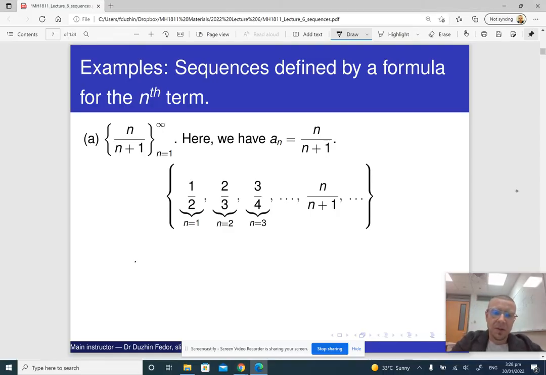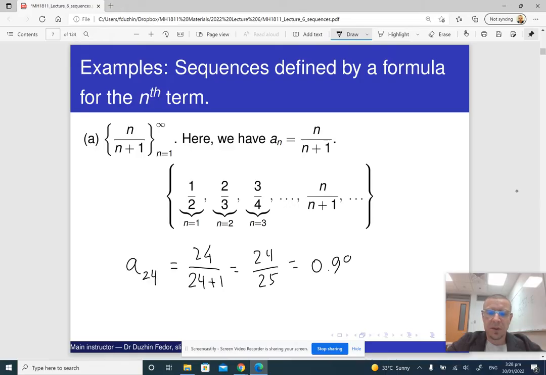Like, for example, let's say A24. So the 24th term of the sequence is obtained if we replace n with 24 in the formula. So it's going to be 24 divided by 24 plus 1, which is 24 over 25, which is, I believe, 0.966.